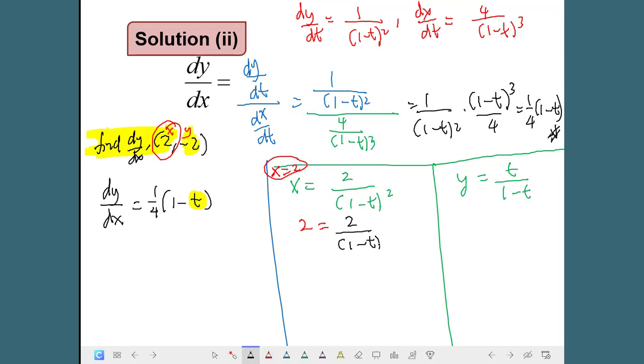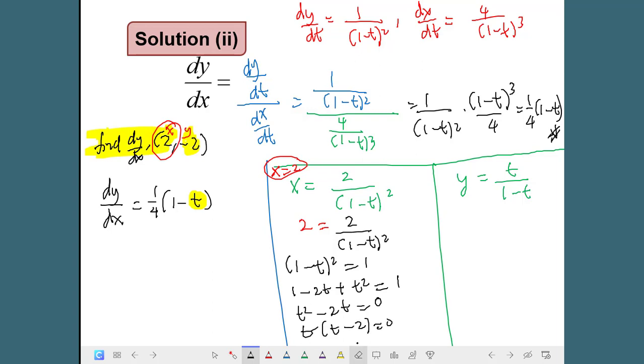Bring up (1 minus t) squared equals 1, and expand; this is a quadratic. 1 minus 2t plus t squared equals 1, and t squared minus 2t is equal to 0. Factorize. So t is equal to 0 or t is equal to 2. Two values for t when x is equal to 2.